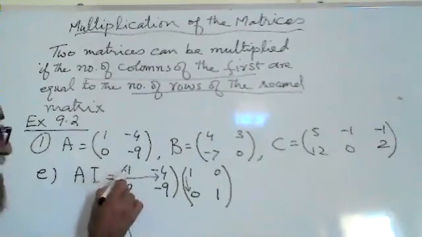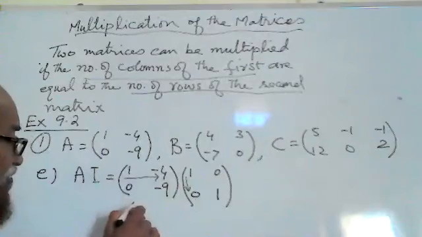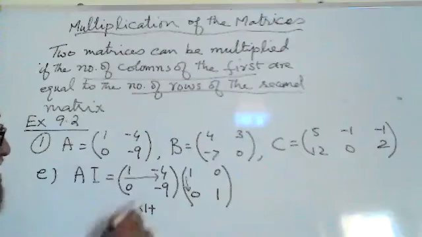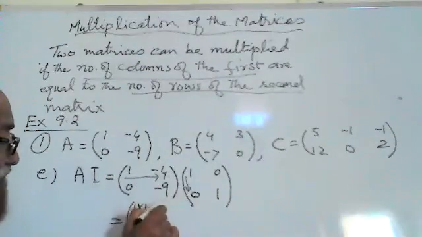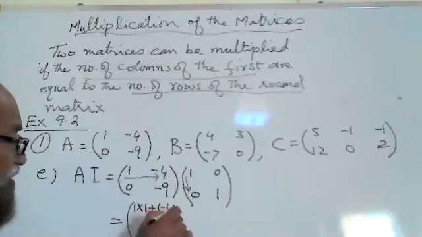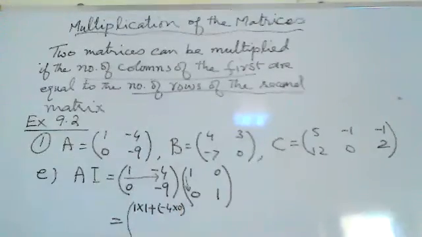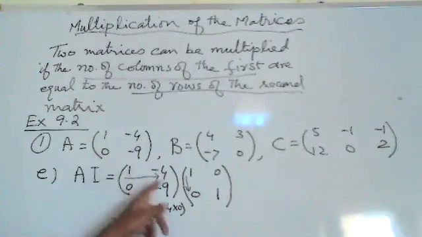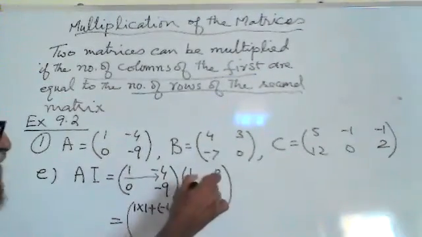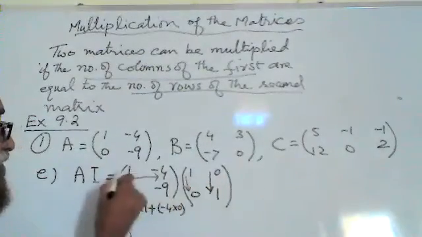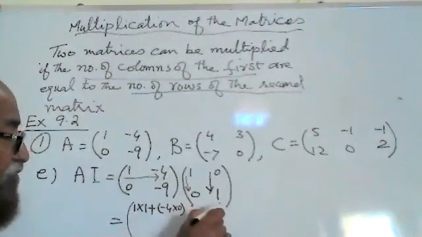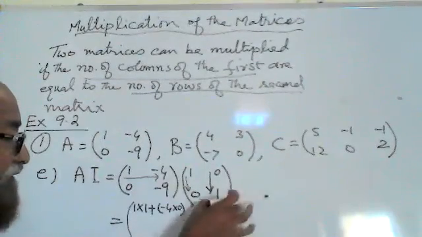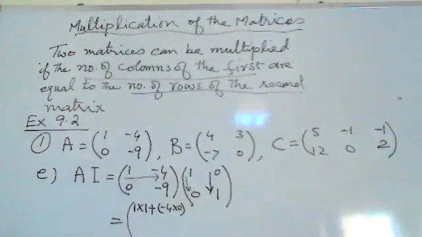How to multiply? The first number is multiplied with the first number, 1 into 1, plus the second number is multiplied with the second number, minus 4 into 0. So the first row and first column is over. Now the first row is multiplied with the second column as well. So we will write the answer in the first row, second column. This was the first column, and this will be the second column of the first row.